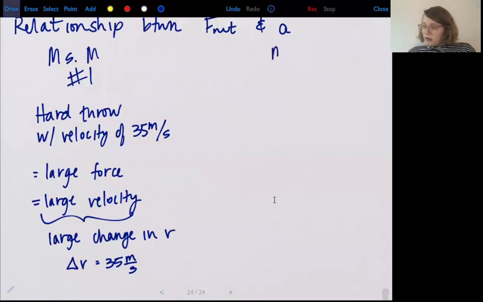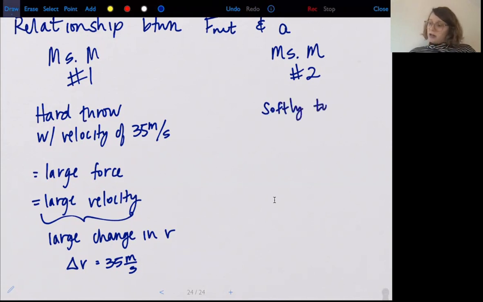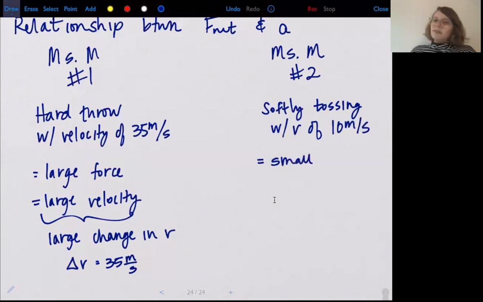Let's do the same thing here for Miss Montgomery number 2. She's softly tossing the ball. Softly tossing with, let's just say, a velocity here of 10 meters per second. Okay, so this is a small force. I'm underhand tossing, just very softly tossing this ball. So I have a small force.